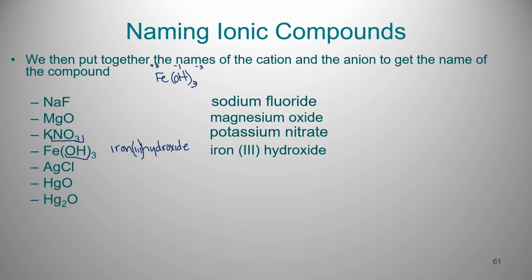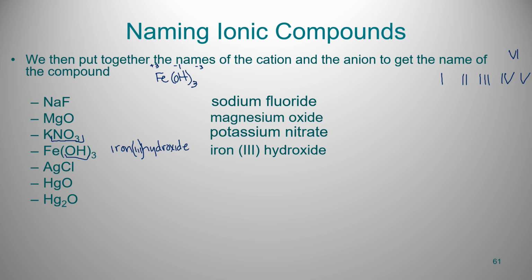In case you don't remember your Roman numerals, 1 is just a line, 2 is 2 lines, 3 is 3 lines. But remember, 4 is a line and a V. So this is 4: 5 minus 1, and then 5 is a V. I don't think you need more than a 5, possibly a 6. VI is 6. I don't think you need more than that. Anyway, so this is iron 3 hydroxide.